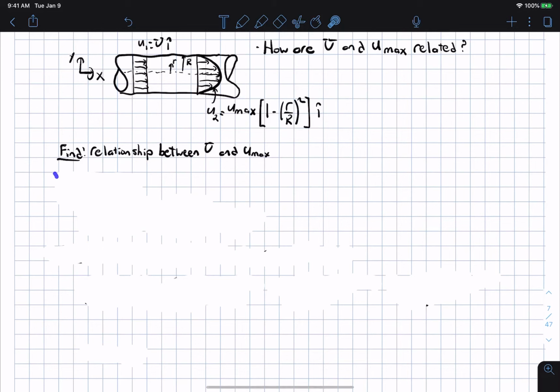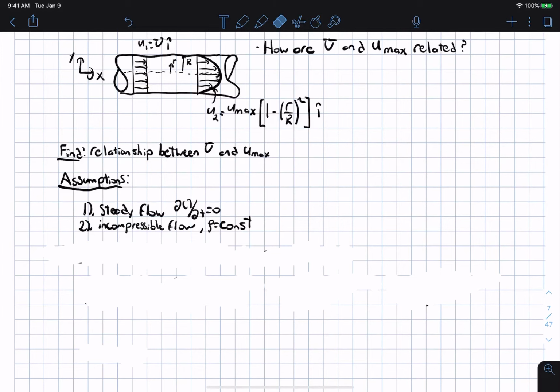And so our assumptions are, we need to assume steady flow, which means that the time derivative of any quantity is equal to 0. We will also assume incompressible flow with constant density. And also, I'll make a third one, and that is impermeable walls.